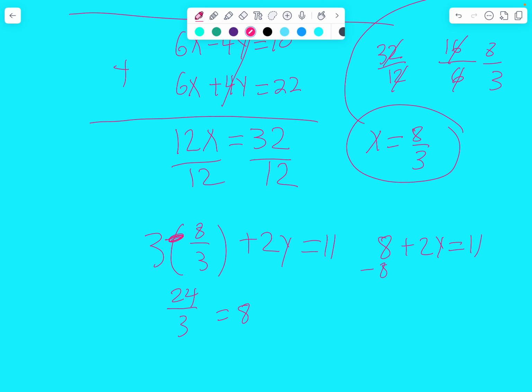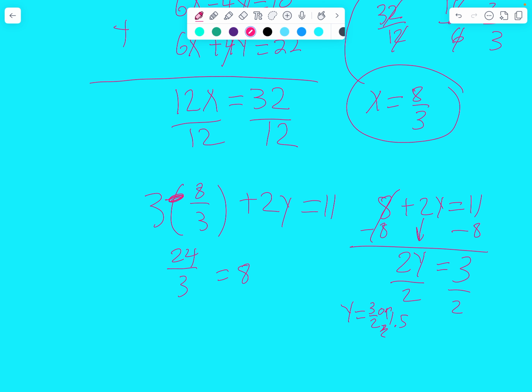I'm going to minus 8 on both sides to get y alone. I have 2y, I just brought that down, is equal to 3. I'm going to divide both sides by 2. And I have y is equal to 3/2, also known as 1.5. It doesn't matter which one you do. So I'm going to write it in standard notation. 8/3, 3/2.